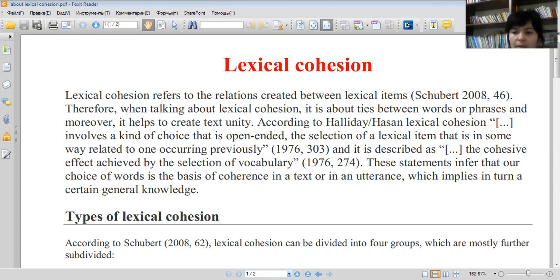This statement infers that our choice of words is the basis of coherence in a text or in an utterance, which implies in turn a certain general knowledge. So in one word, lexical cohesion is a unit compounded by the lexical words, phrases, and other items in the text.